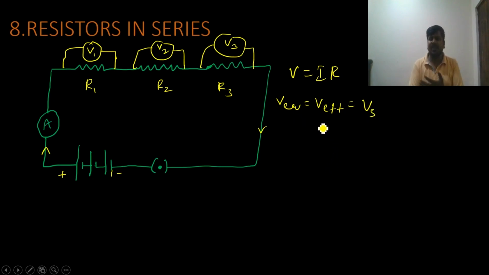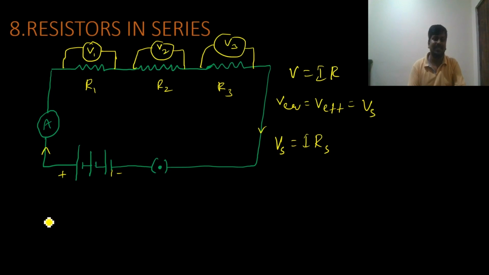These three, V effective, V equivalent and V series, are considered in different books. I am considering V as V series because it will be convenient for me. You can take V effective or V equivalent also. So V is equal to I into RS.